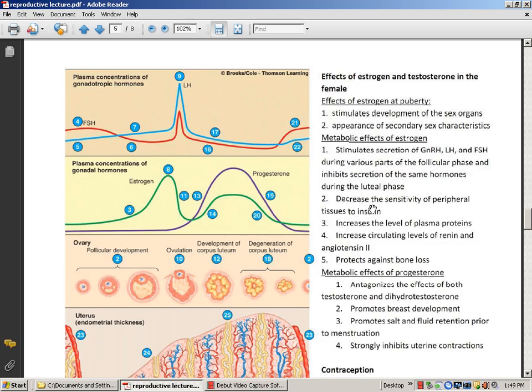Right, the second one, decreases sensitivity of peripheral tissues to insulin. This is actually really important because the peripheral tissues would be things like her muscles. Her estrogen is telling her muscles don't absorb what?